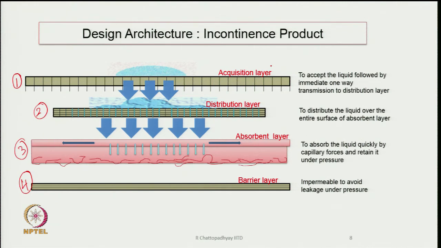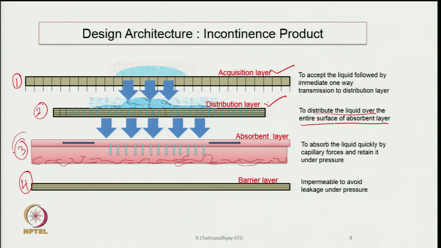The first layer is called the acquisition layer. What is the function of this layer? This layer is supposed to accept the liquid, followed by immediate one-way transmission to the next layer, which is called the distribution layer. So, this layer has to be designed in such a way that it accepts the liquid when it comes towards it, and quickly transmits it to the distribution layer. The purpose of the distribution layer is to distribute the liquid over the entire surface of the third layer, called the absorbent layer.